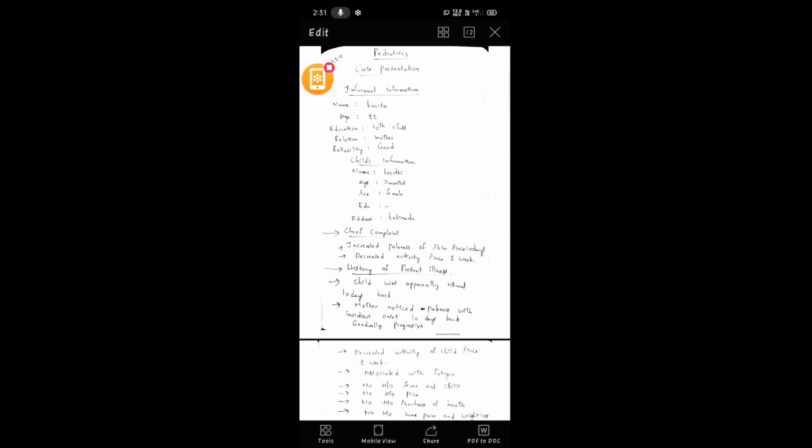This child, brought to the hospital by her mother Kavita, will now be recorded with good reliability. The child presented with increased paleness of skin since 10 days and decreased activity since 1 week.